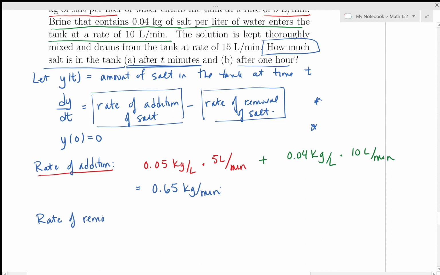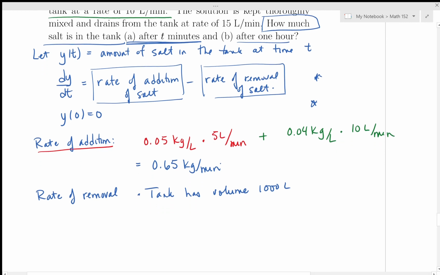Okay, we are assuming instantaneous complete mixing, and the tank always has a constant volume. So these are some of the things to consider. The tank has volume 1,000 liters. When I want to know how much salt is leaving the tank, I need to understand the concentration of the water exiting the tank, because then I can multiply by how much is exiting, and I will know how much salt is being removed.